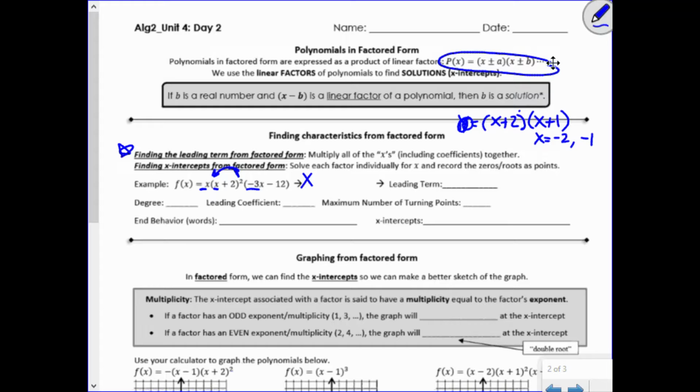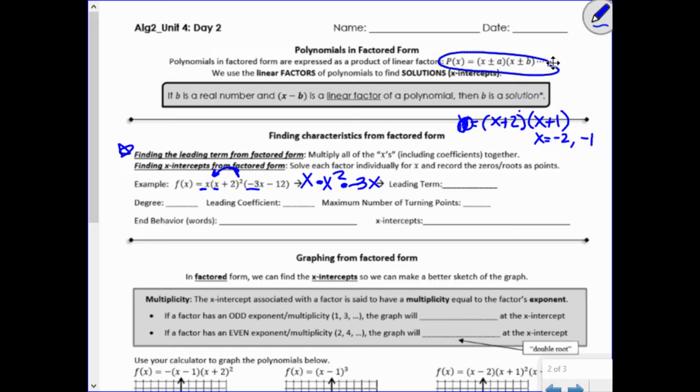So my first x is an x by itself. This x would actually be x squared if I were to multiply everything out. Again, we're just working with the x term here. And then this x term would be negative 3x. So you write the x term from each factor, and when I multiply those together, that's going to give me only my leading term. It's not going to give me the entire standard form of the polynomial, only the first term.